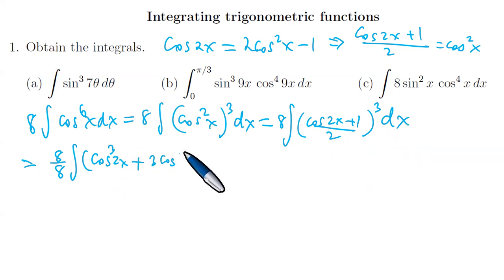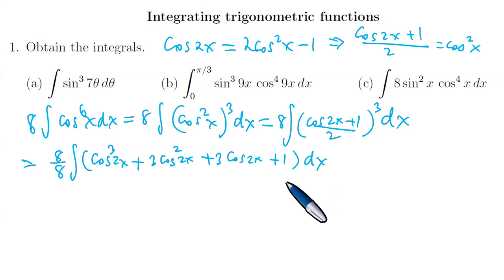3 cosine squared 2x, plus 3 cosine of 2x, plus 1 dx.